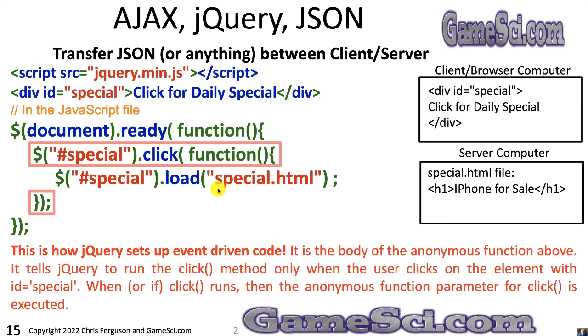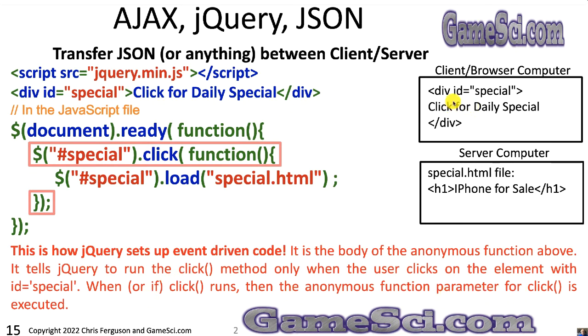$('#special').click and pass it this anonymous function. This is how jQuery sets up event-driven code. It is the body of the asynchronous function above. It tells jQuery to run the click method only when the user clicks on the element with the ID equals special. When or if the click runs, then the anonymous function parameter for click is executed.